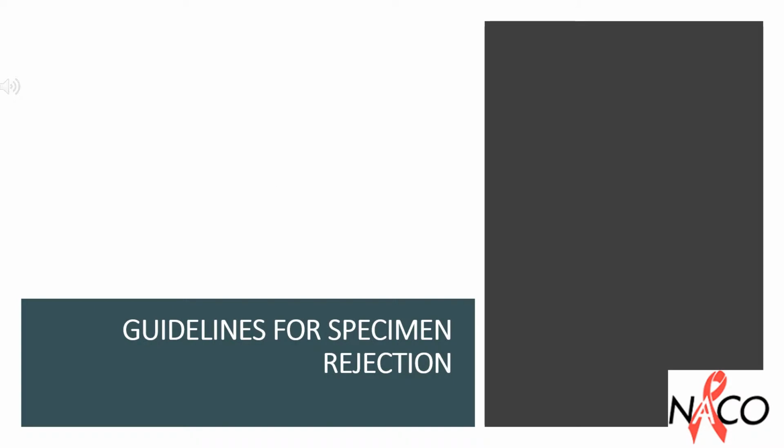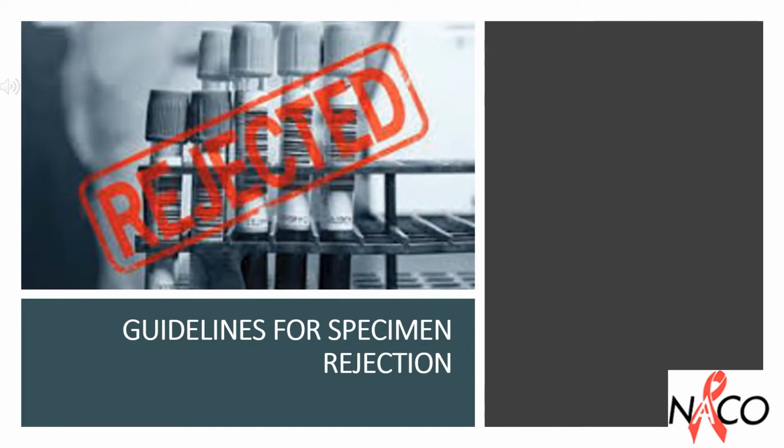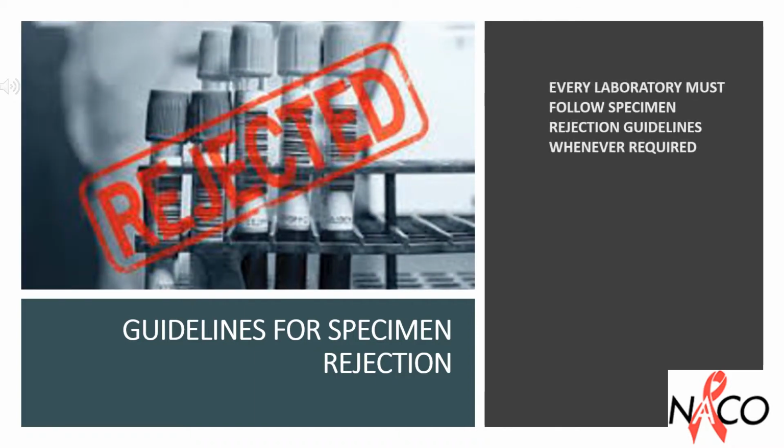Chapter 5 Sample Receipt Topic Guidelines for Specimen Rejection. The proper collection and handling of clinical specimens is essential for obtaining quality test results from a clinical laboratory. Therefore, every laboratory should lay down its specimen rejection criteria that should be implemented if the specimen does not conform to the quality requirements.